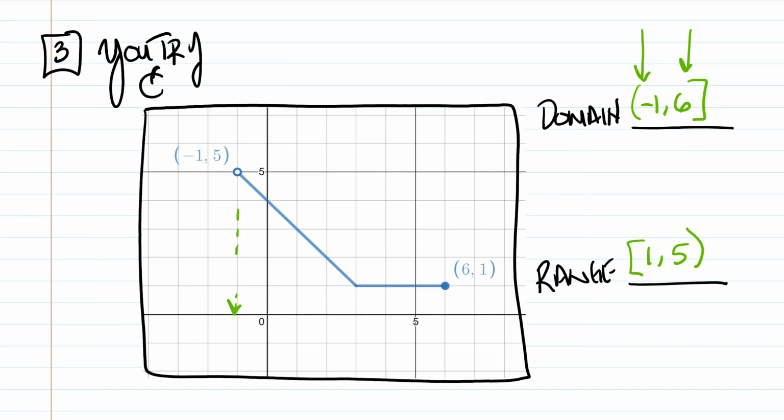For the range, I'm going to map these points back to the y-axis. So map this point there and map that point there. So this right here represents my range. The lowest is 1, the highest is 5. That's how I got the points 1 and 5. I include the 1 because clearly that point is colored in, but the 5 again is not colored in, so I do not include that one. Therefore, I get bracket 1 comma 5 parenthesis.